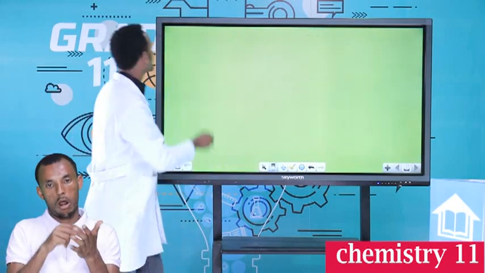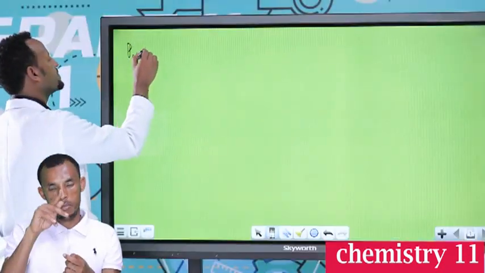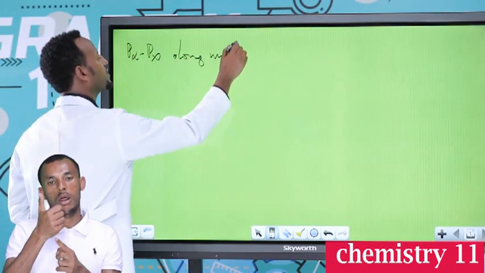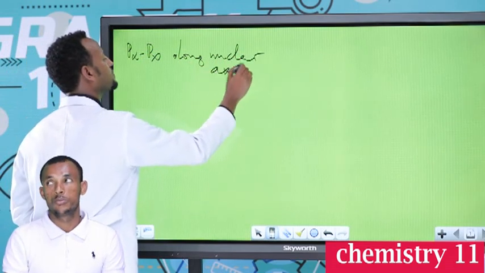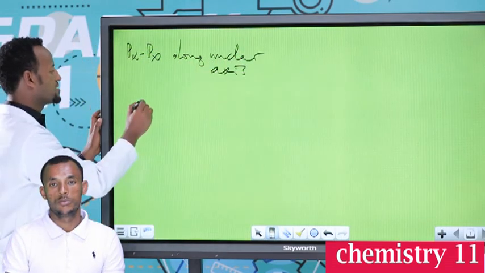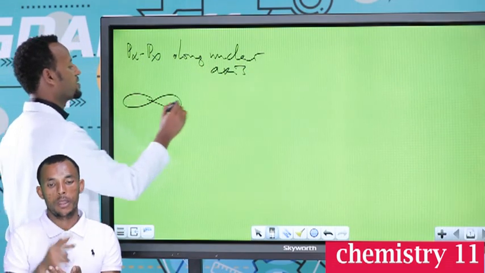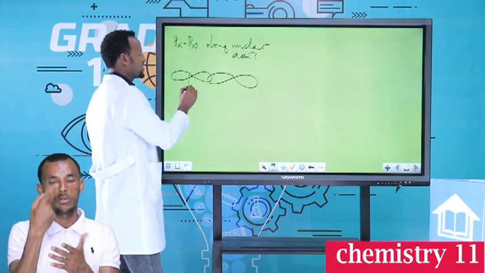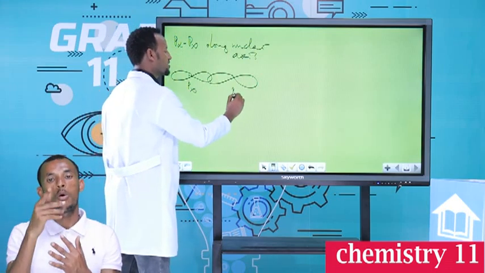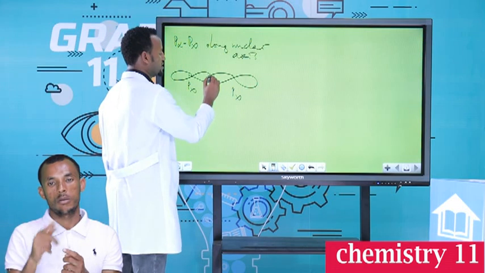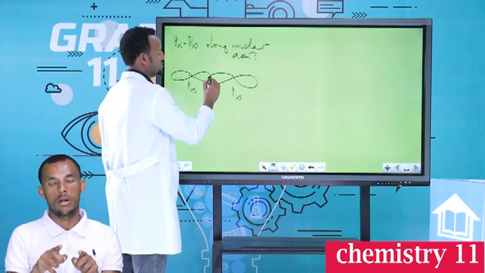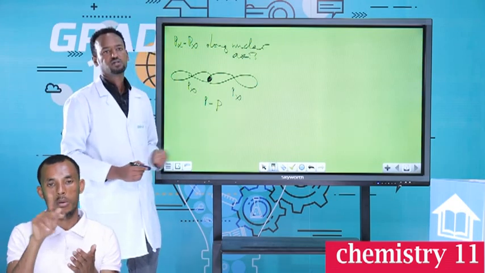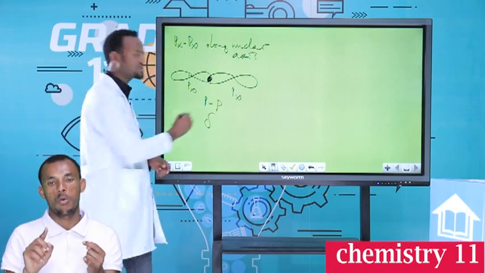Look, Px, Px along nuclear axis, which is this one. P with another P produces this one. Px along nuclear axis. This can be formed. PP is end to end. Again, what types of bond can be formed? Sigma bonds.